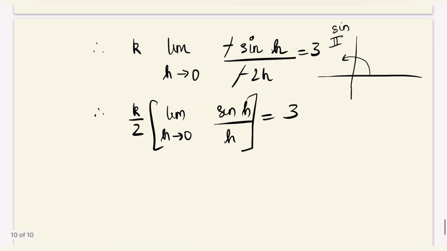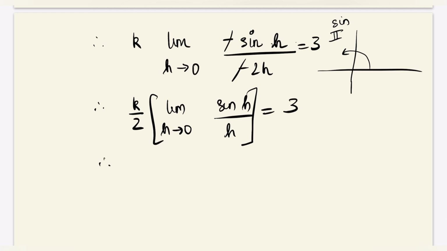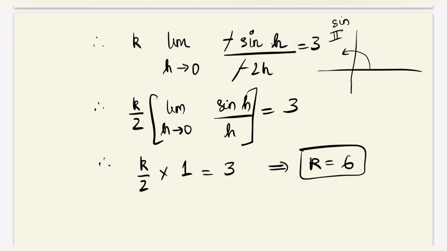If you remember, we have discussed in limits, there were 4 standard formulae of limits, and this is one among them. So you get one using one of the 4 standard formulae. So k by 2 multiplied by 1 is equal to 3, which means the value of k is 6. That's it.